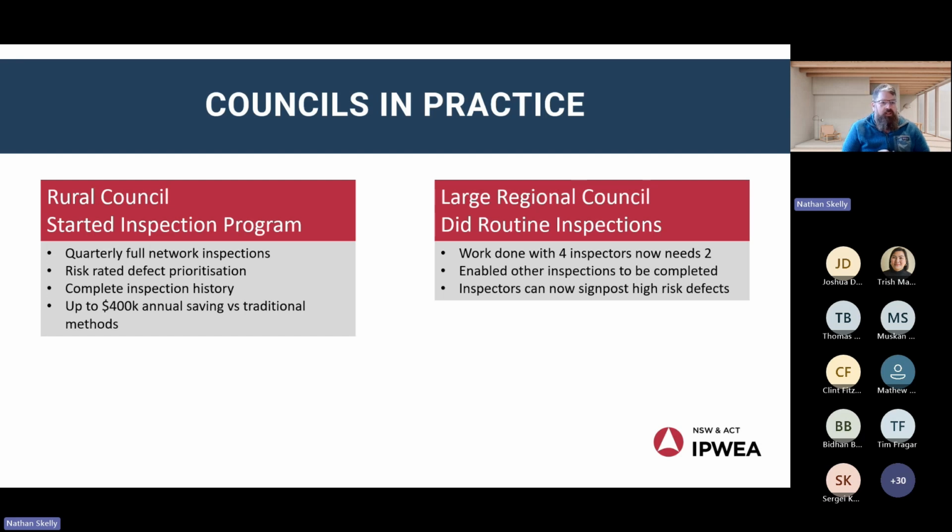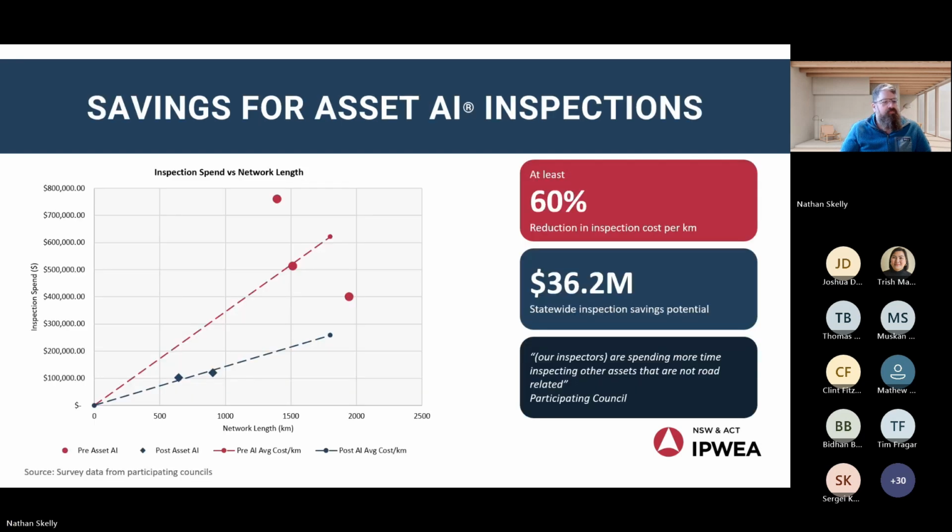So what that's meant for them is they haven't reduced their staff numbers. They've gone and inspected more assets and are now able to signpost high-risk defects. So they're getting more done with the same team, but their road inspection time has reduced by about 50%. So when you look at that potentially across the state, there is potential efficiency gains of some $36 million across the entire state moving to Asset AI defect inspection.